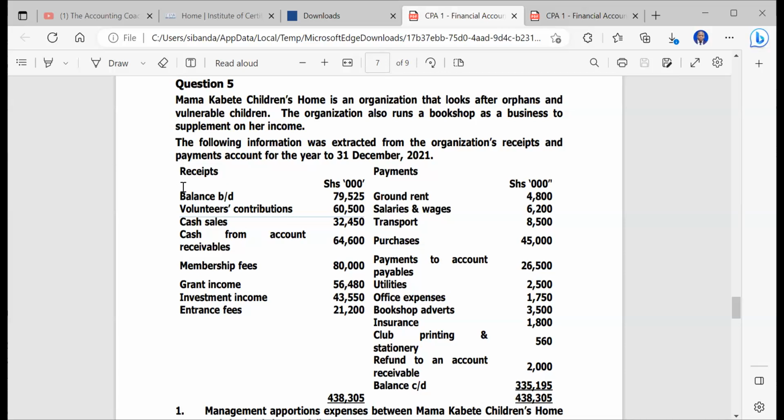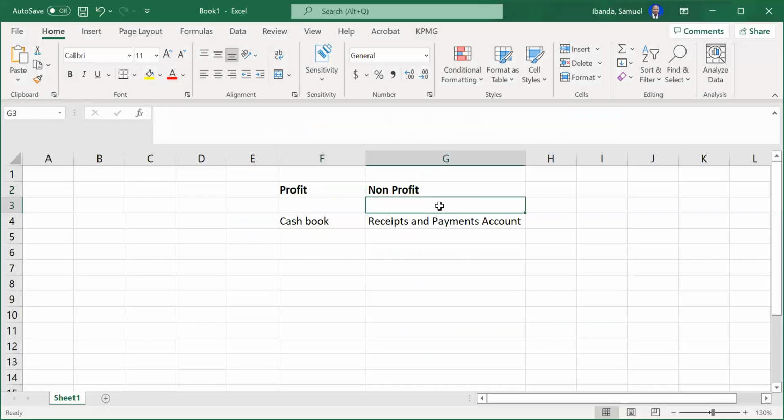So we've seen how the receipts and payments account looks like, and then the payments, as you can see, whatever is paid out: utilities, bookshop adverts, insurance, stationery, and so on. Anything that has to do with money moving out is on this side. So that is what happens in terms of the differences between the profit and non-for-profit.